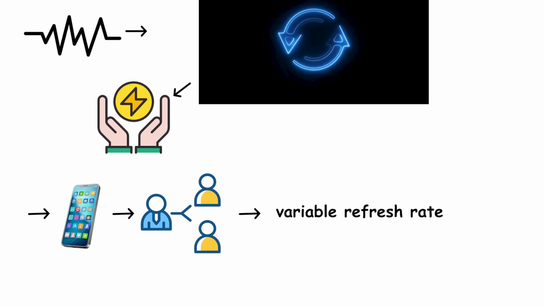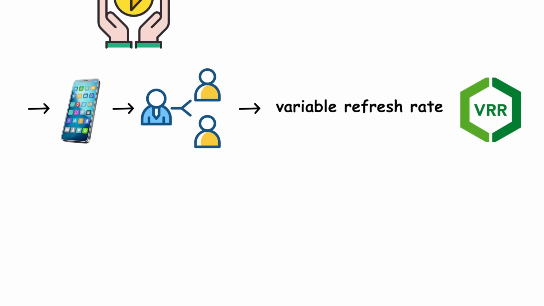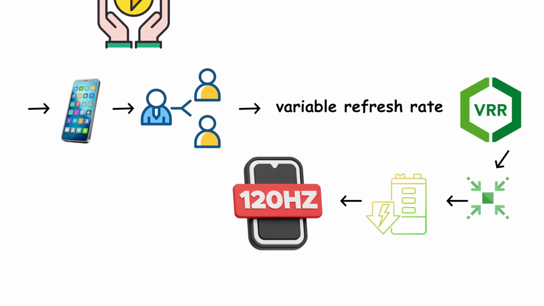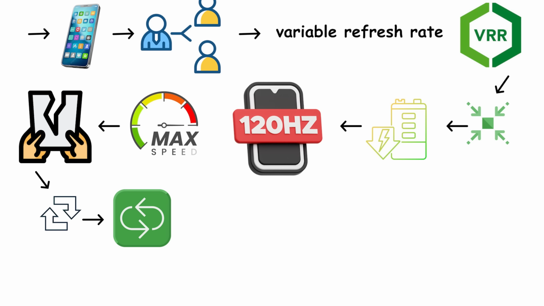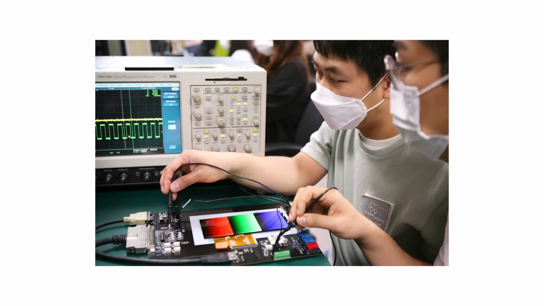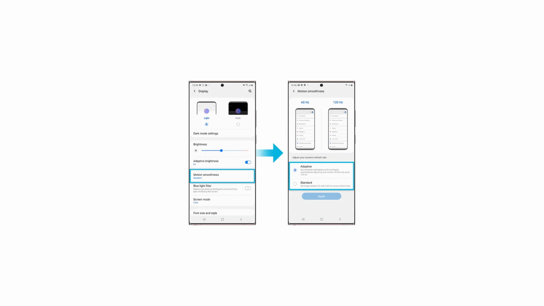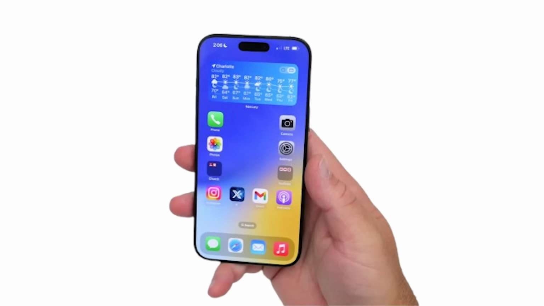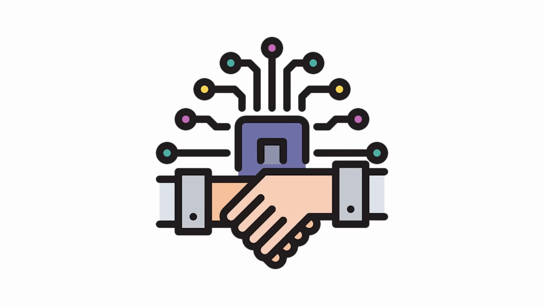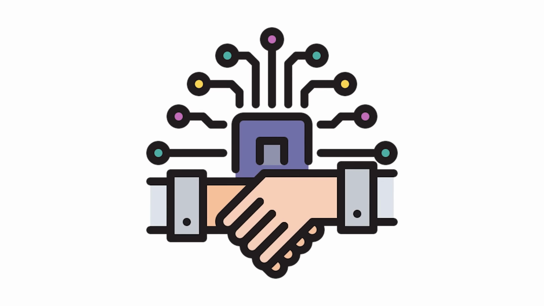This system, sometimes referred to as variable refresh rate or VRR, reduces battery drain that would otherwise occur if a 120 Hz panel stayed fixed at maximum speed all day. It also prevents screen tearing by synchronizing the refresh cycle with the graphics processor's frame output. Adaptive refresh technology has become essential for balancing performance and efficiency, allowing smartphones with high refresh screens to maintain long battery life without compromising responsiveness or visual quality.